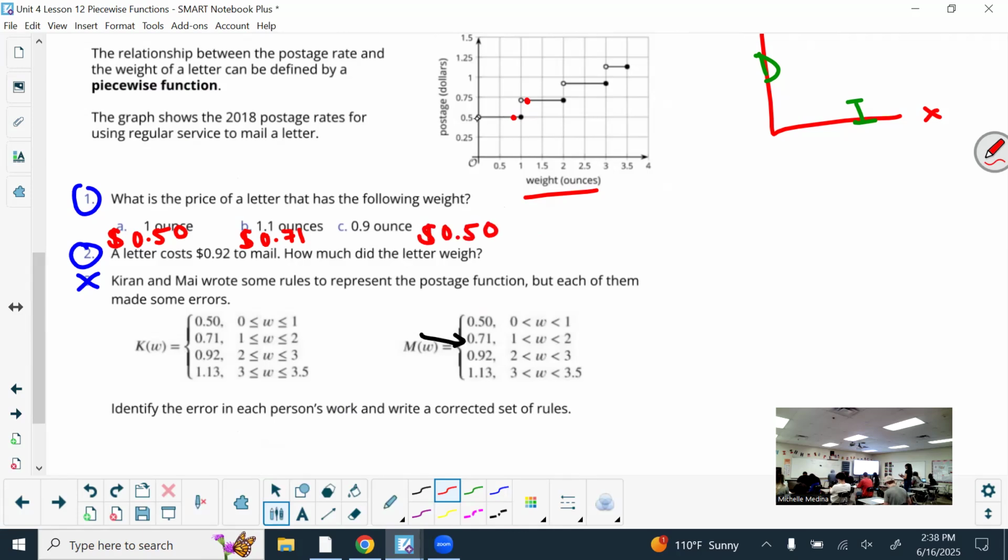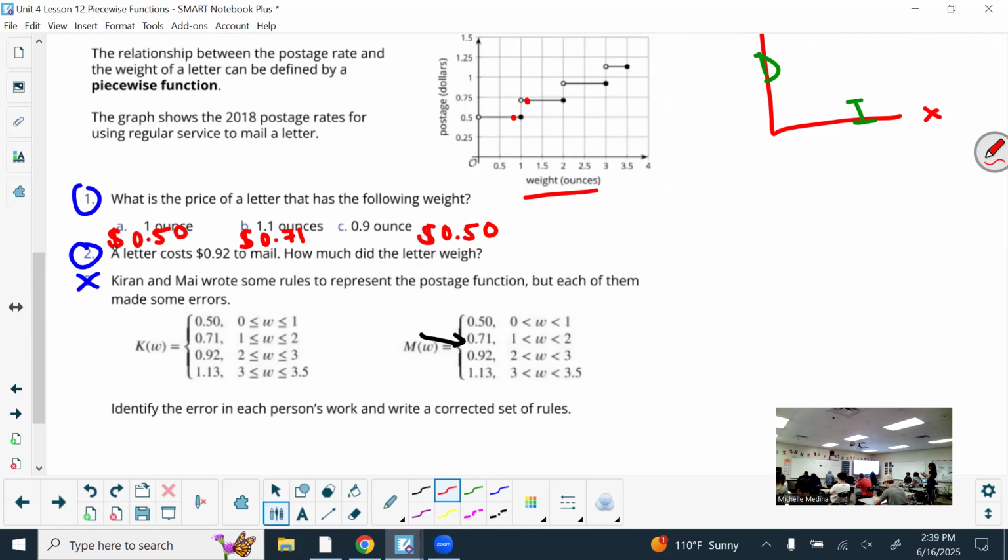So in really simple terms, above 0 up to 1 ounce, including 1 ounce, is 50 cents. Above 1 ounce up to 2 ounces, including the 2 ounces, is 71 cents. Above the 2 ounces up to 3 ounces is 92 cents, whatever you want to say that value is. Above 3 ounces up to 3.5 ounces is about 1.30. Okay, so that's what you do when they give the ounces.